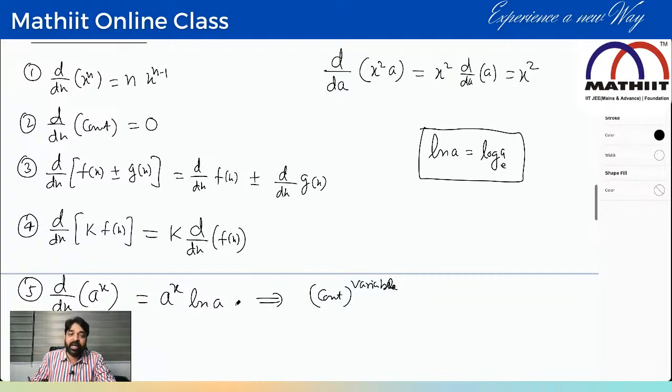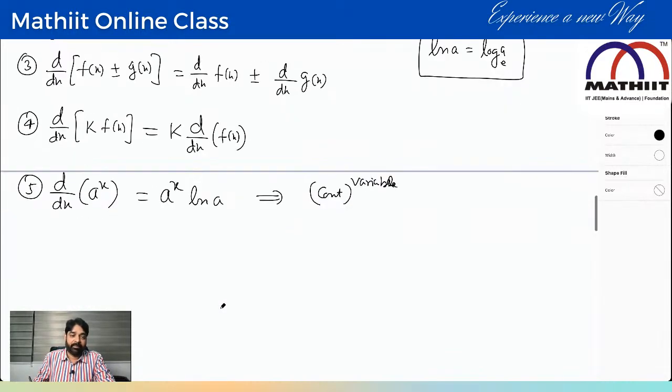Be clear, everywhere one term is hidden. What is that term? d/dx of whatever the variable is. Here the variable is x, so that's why I'm not writing that hidden term. Is it clear? So that d/dx of the variable term will always be coming.